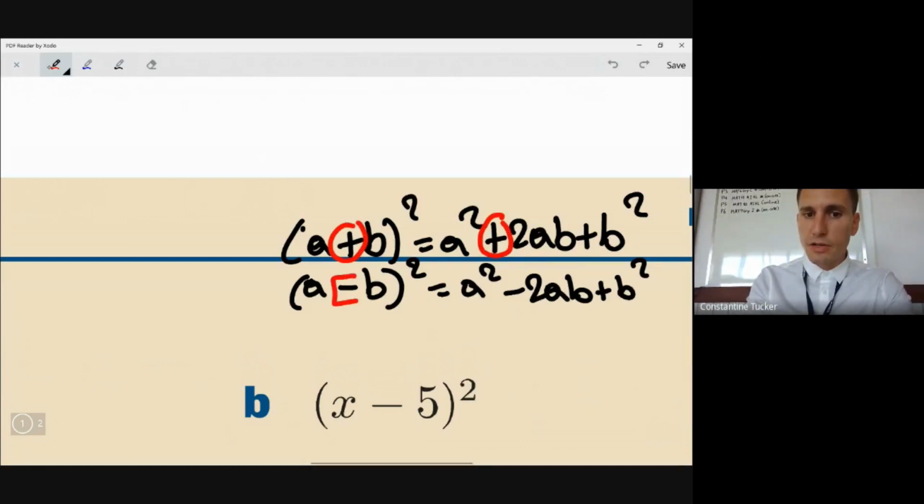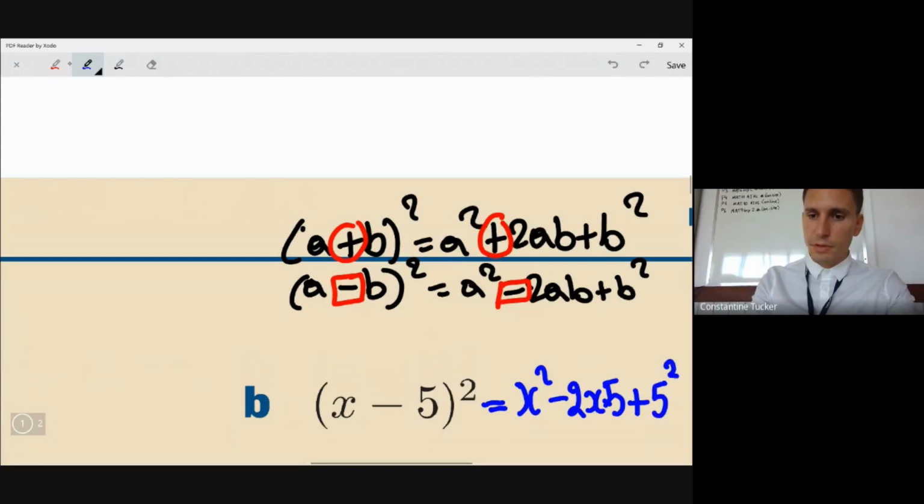In the second case, though, that minus will make this first sign into a minus. So in this case, our a is x and our b is 5. So how do we expand this pair of brackets? Well, we have x squared, which is going to be our a squared. And then, careful, we have minus. And then we put 2 times the first term, which is x, times the second term, which is 5. And then we add the last term squared. So in this case, that would be 5 squared.